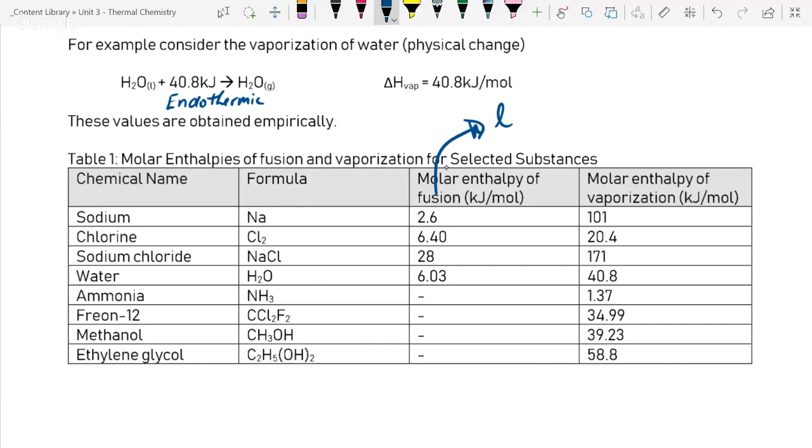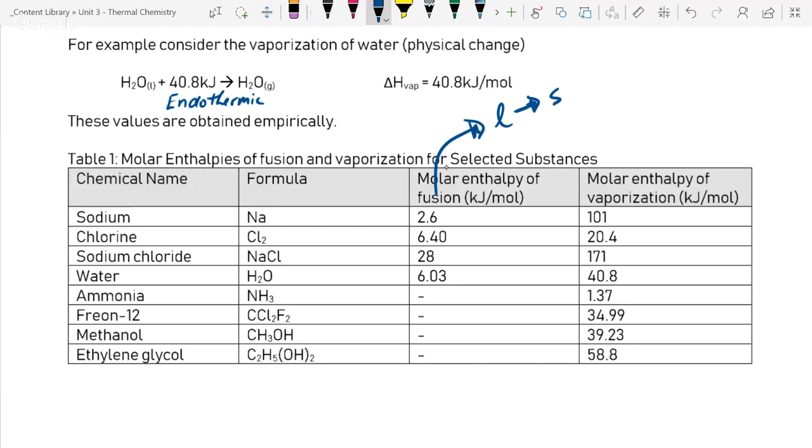fusion is when a liquid becomes a solid. More commonly, we call it freezing. And here you can see how many kilojoules it takes to make a mole of a bunch of different stuff freeze. Sodium, it takes 2.6 kilojoules for every mole of it to make it go from liquid to solid, which is not much. The same for chlorine, sodium chloride.